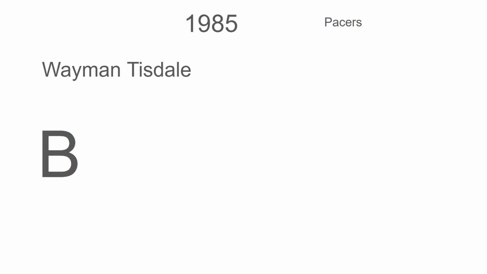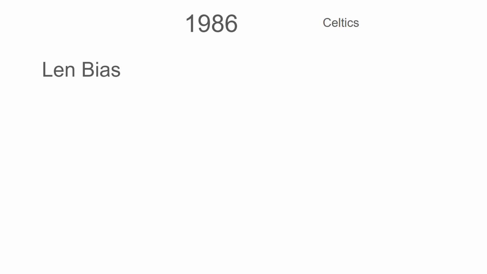The 1985 draft class, aside from Patrick Ewing, there's not much good players on there, so that's actually a really solid pick. 1986, Len Bias, he's an F.